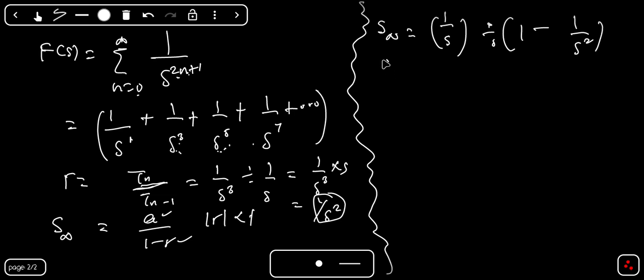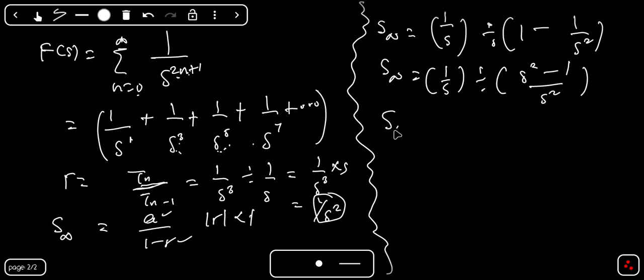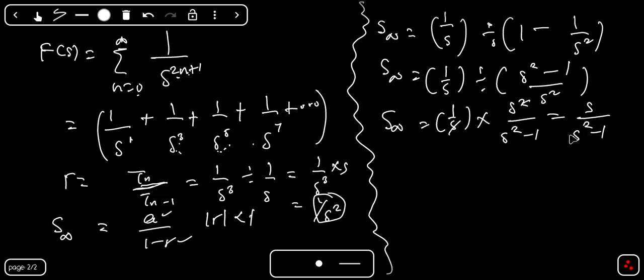So we are going to have S infinity equal to 1 over s divided by (s^2 minus 1) over s^2. So S infinity will be equal to 1 over s multiplied by s^2 over (s^2 minus 1). So s will cancel one s here, and we are going to have s over (s^2 minus 1). So that is this: F(s) is equal to s over (s^2 minus 1). All right, guys, we are not done yet.